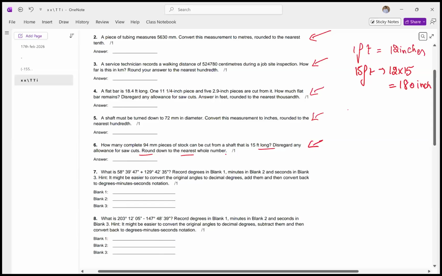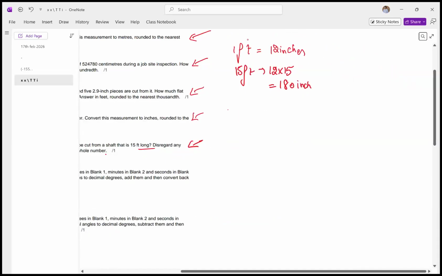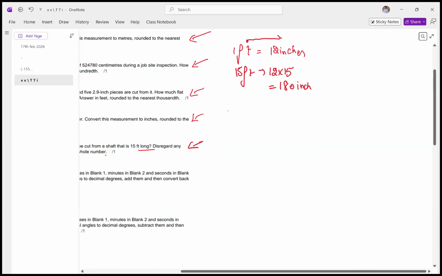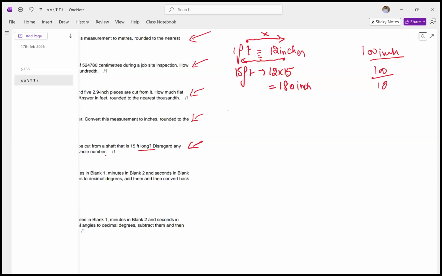Now, one thing I wanted to tell you: if you are going from a bigger scale to a smaller scale, you will always multiply. If you go from a smaller scale towards a bigger scale, you will divide. For example, if I'm given 100 inches and I have to convert it into feet, I'll divide 100 by 12. If I'm given 100 feet and have to convert it into inches, I will multiply 100 by 12. Hopefully that part is clear to you, when to multiply and when to divide. Or you can use the ratios also, if you are still confused.